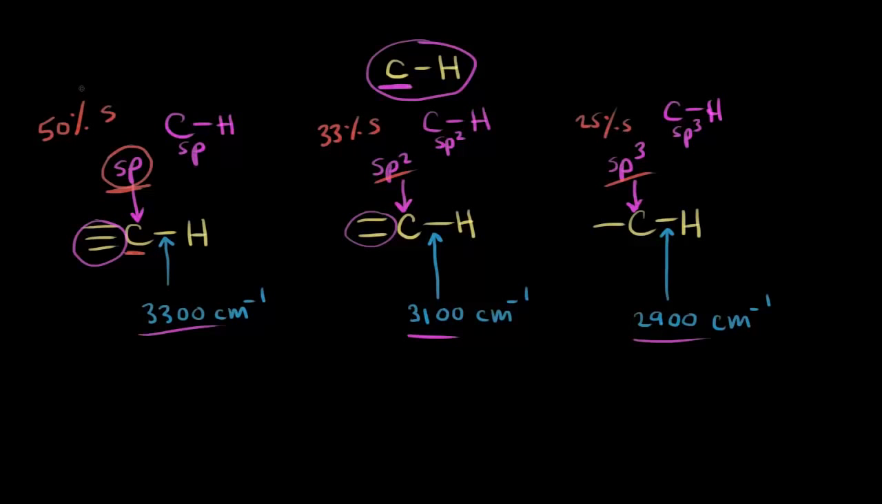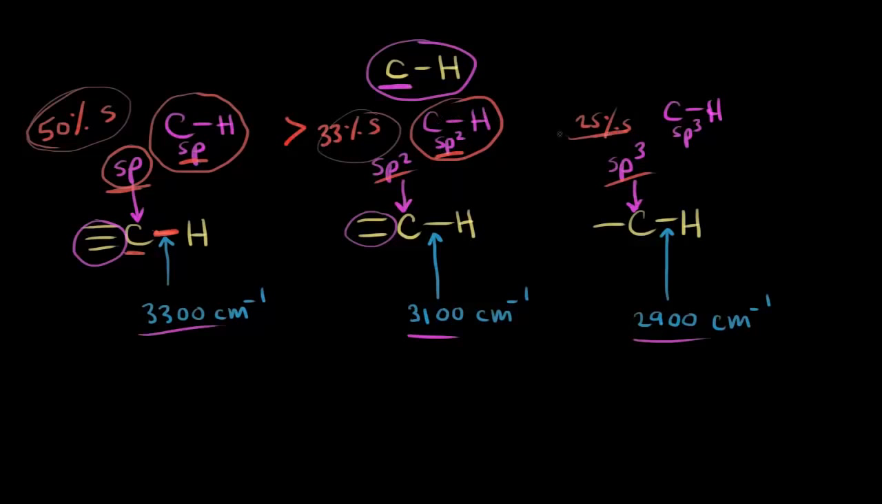And so going back to the sp hybridized carbon, the sp hybrid orbital is 50% s character. Remember what that means: the electron density is closest to the nucleus. So if that's the case, this bond right here is the shortest bond, because the more s character you have, the closer the electron density is to the nucleus. And if this is the shortest bond, it must be the strongest bond out of these three. So this carbon-hydrogen bond where the carbon is sp hybridized is stronger than the carbon-hydrogen bond where the carbon is sp2 hybridized. This bond, though, has more s character than this one, so this bond is stronger than this one.